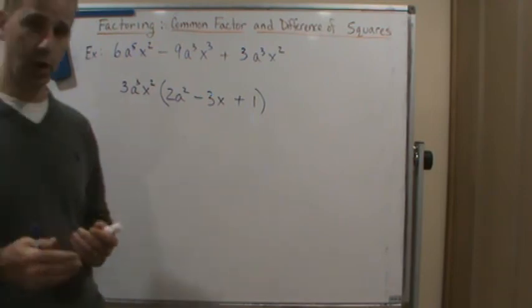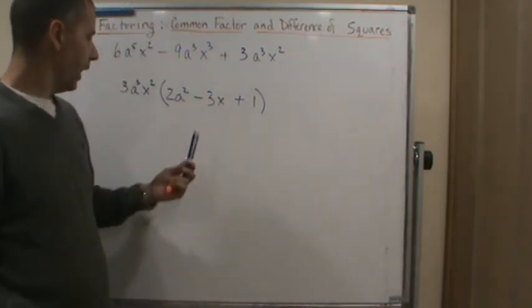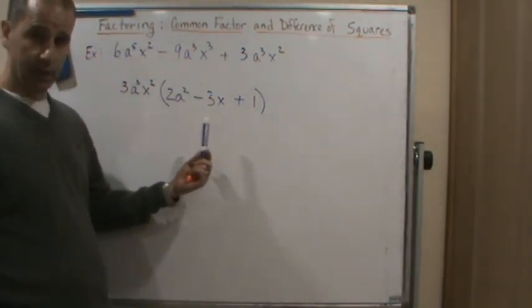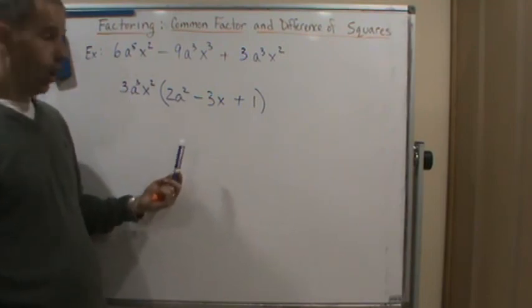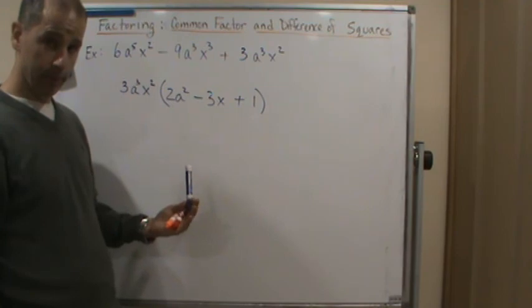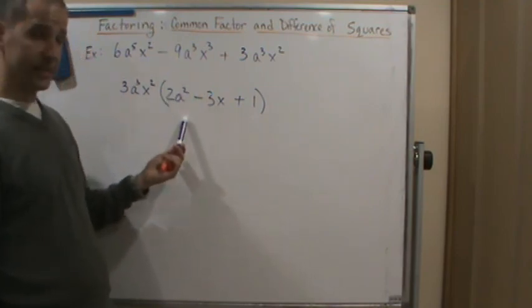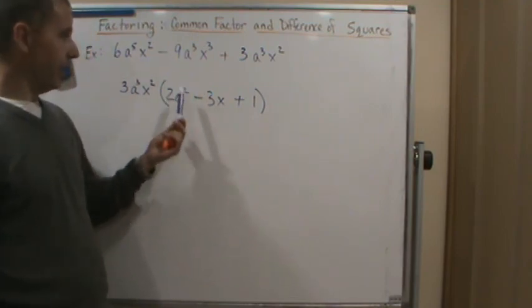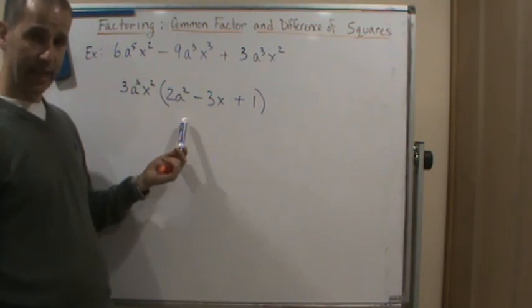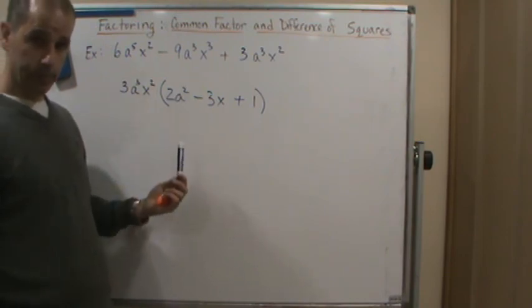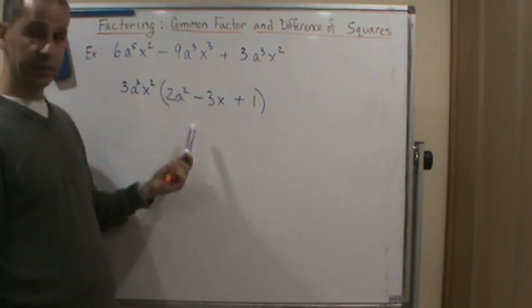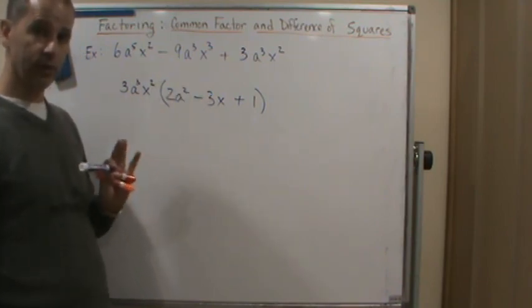Something to note, just to keep in mind: I didn't change the identity of this polynomial. All I did was change the form of it. So this and this are exactly the same. They represent the exact same polynomial, graph, whatever. I'm just changing the form of what it looks like, but they're the same.